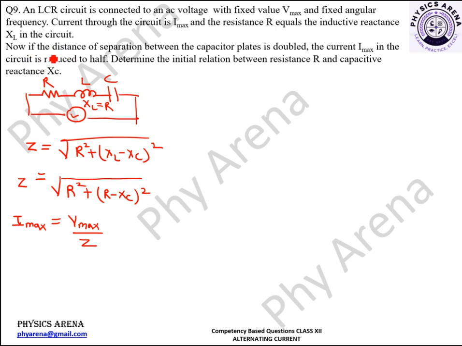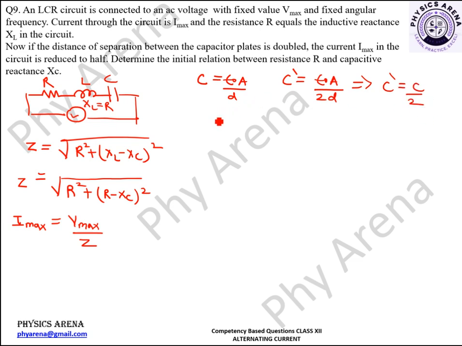In the later part of the question, we are changing the distance of separation between the capacitor plates to 2t. So we know C is equal to epsilon naught A by t, and the new capacitance C dash will be epsilon naught A divided by 2t. So when we increase the separation between the plates, C will be reduced. This implies that C dash is equal to C by 2.